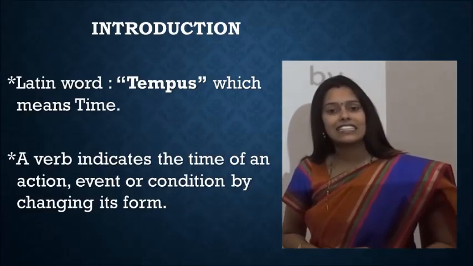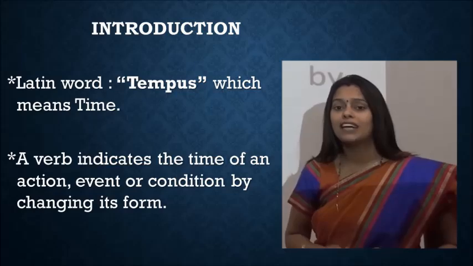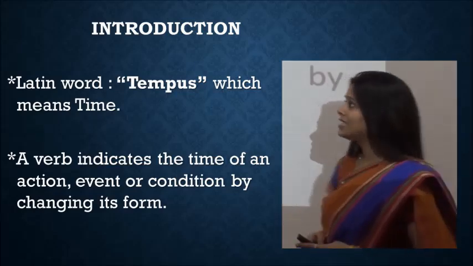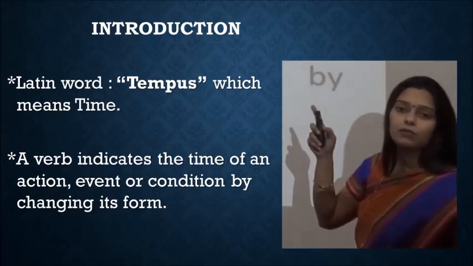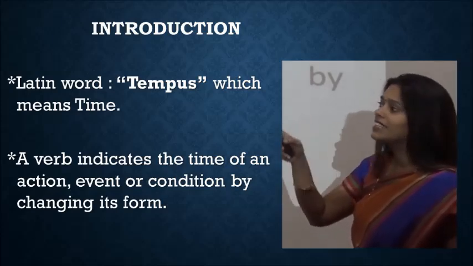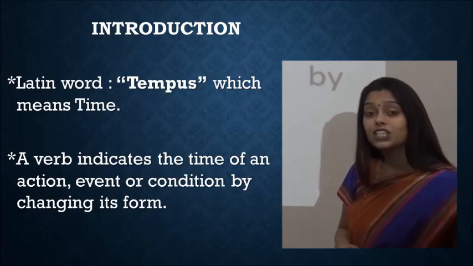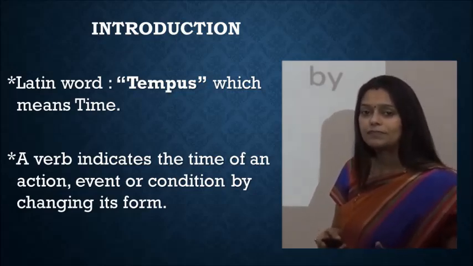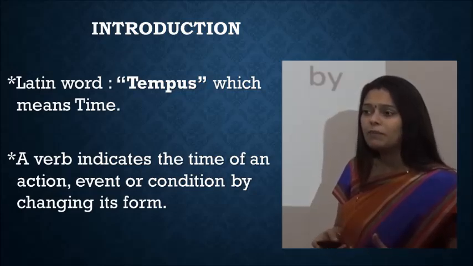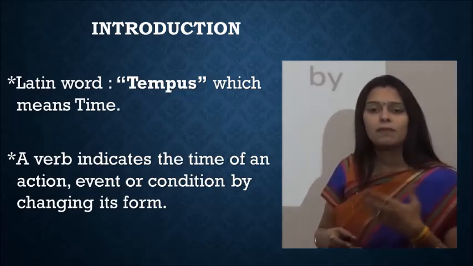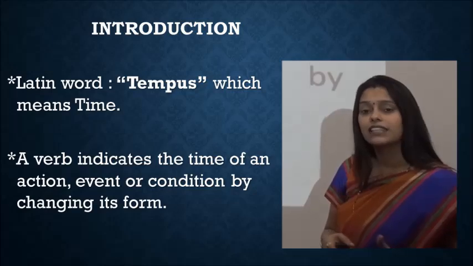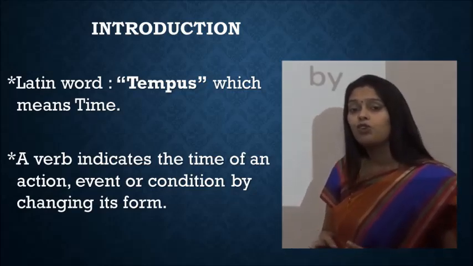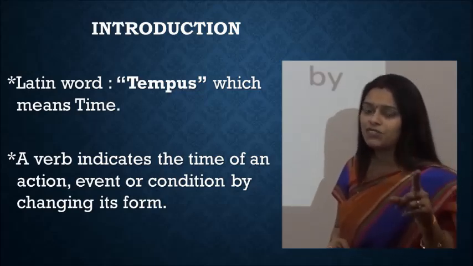The word tenses is actually derived from a Latin word known as tempus. And what does this word tempus mean? It means time. Time which tells you about the action, at which time it happened. Maybe once we talk about the present time, or any action that already happened in the past, or maybe will happen in future. So first of all, it tells you about the time reference.